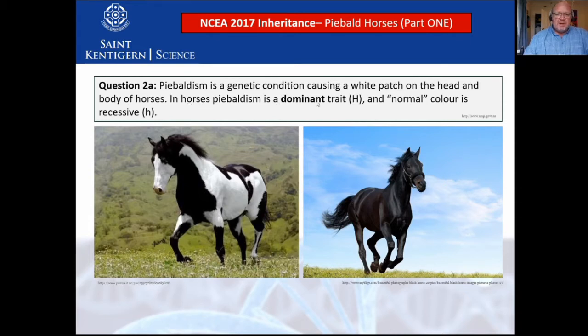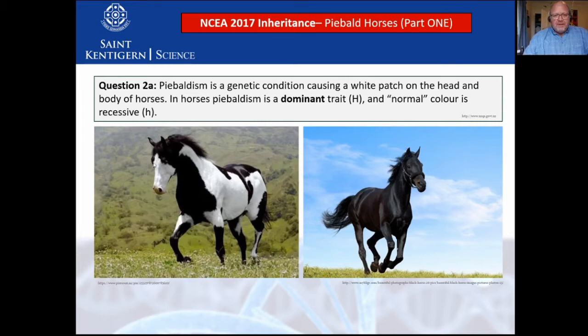In horses, piebaldism is dominant. So it's the dominant trait, and the normal color, black, is recessive. So when you look at the recessive horse over here, we can immediately say that because he doesn't have a dominant trait, he's going to be little h, little h. Remember, when you see a recessive phenotype, immediately we know that it is homozygous recessive.